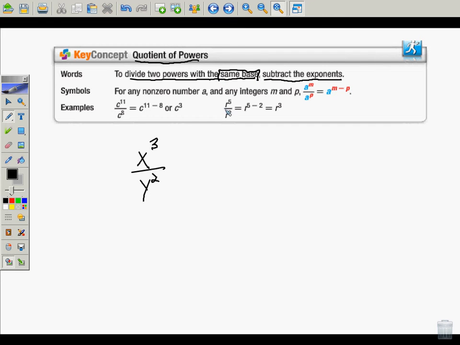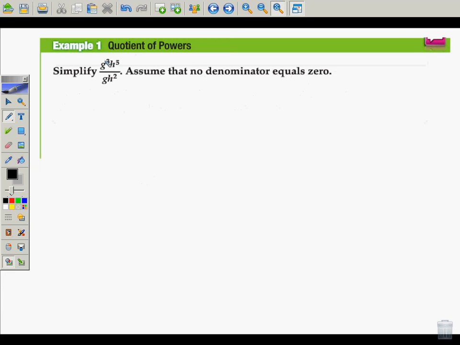So let's go ahead and look at an example. Here we've got g raised to the 3rd times h raised to the 5th, all divided by g times h raised to the 2nd power. It's always important that we assume no denominator equals 0, because if we have a denominator that equals 0, you can't do it. If you type it into your calculator, you'd probably get an error or some sort of message telling you can't divide by 0. It's just not possible to divide something by 0, which is why we have to assume this.